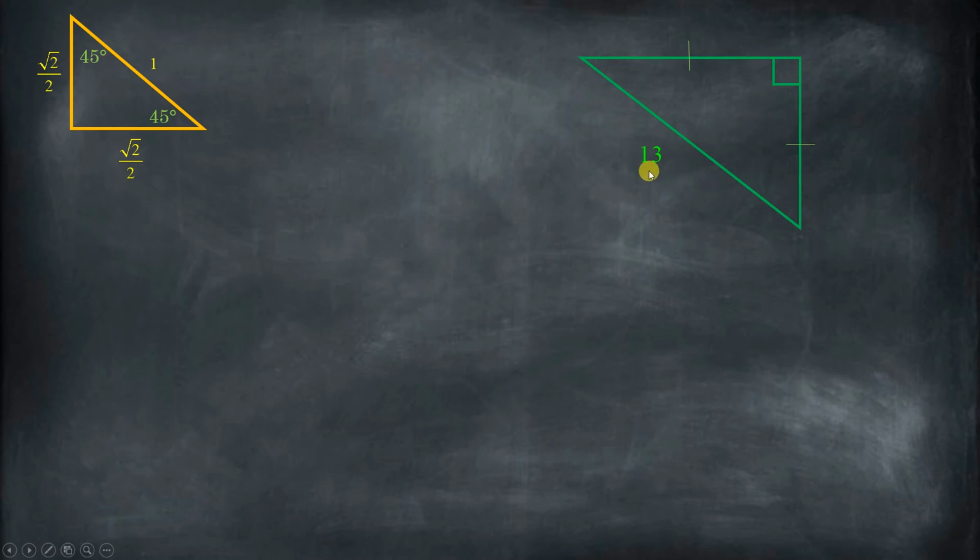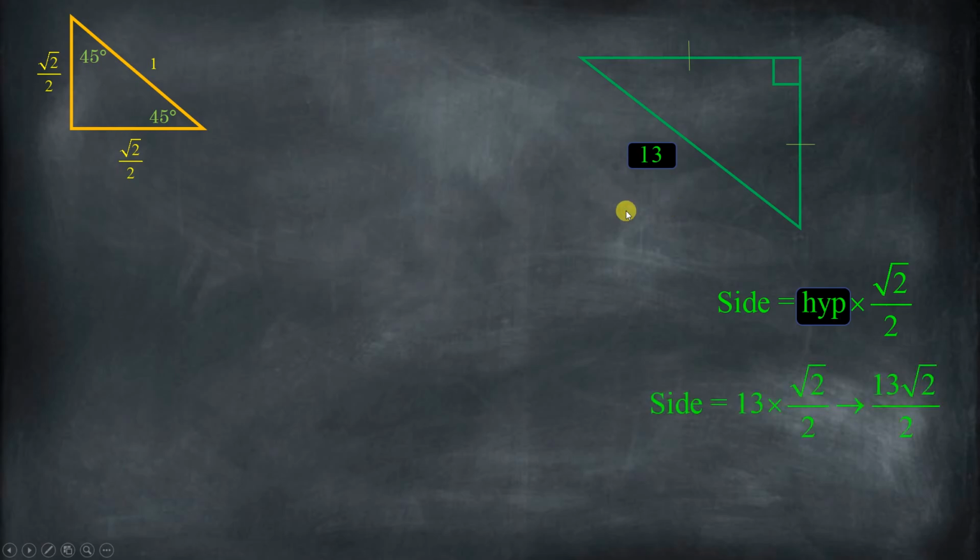We're given that the hypotenuse is 13, and we're going to have to figure out what these two sides are. So we know that the sides are the hypotenuse times the square root of 2 over 2. We know the hypotenuse is 13, so all we got to do is plug 13 in. 13 times the square root of 2 over 2, and that's it right there.